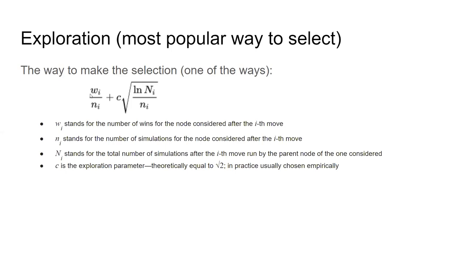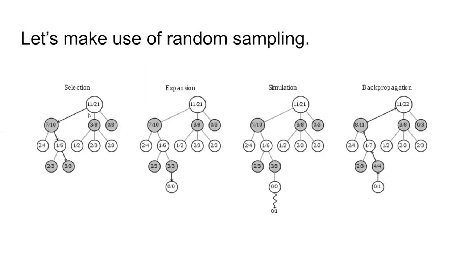for example, we can see that this formulation takes the ratio of the number of wins to the number of all the simulations on this move. And apart from that, it adds a constant, usually the square root of two, multiplied by the square root of ln N, where N is the total number of simulations of the parent, divided by the number of simulations on this node. And we will show this here.